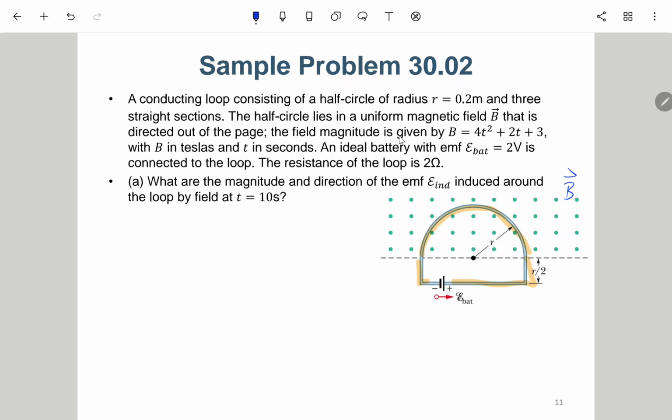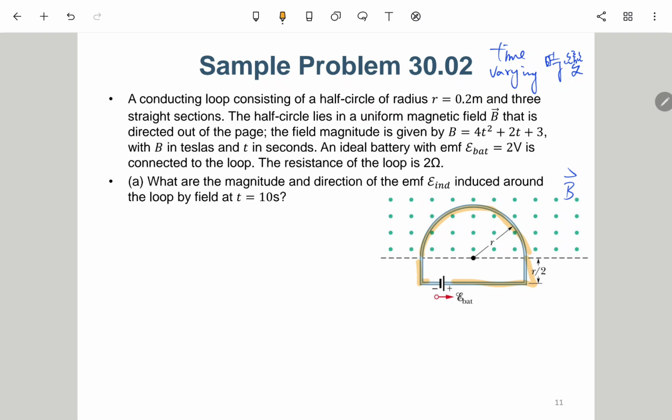The field magnitude is given by this equation, B equals 4t squared plus 2t plus 3. So this is not a constant, although it is uniform. Uniform 的话是空间上相等，但是时间上它会变，就是叫做 time varying，中文叫做时变。Okay, with B in Tesla and t in seconds, an ideal battery with EMF E bat equals 2 V is connected to the loop. The resistance of the loop is 2 ohm.